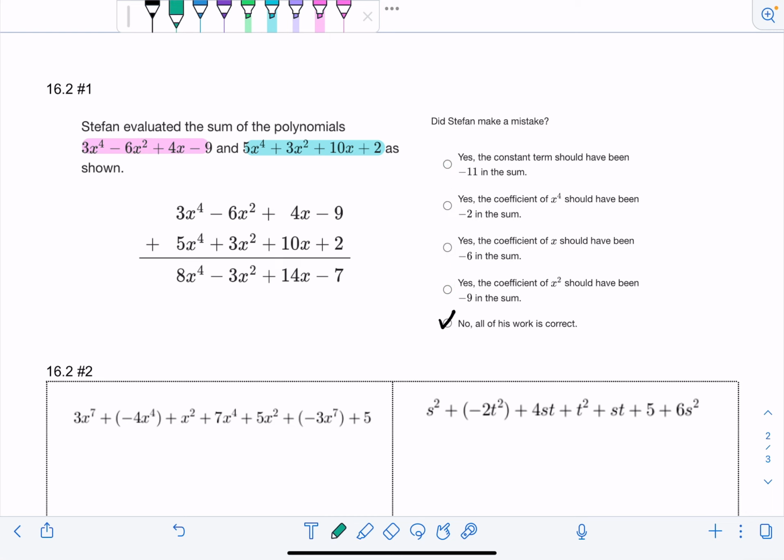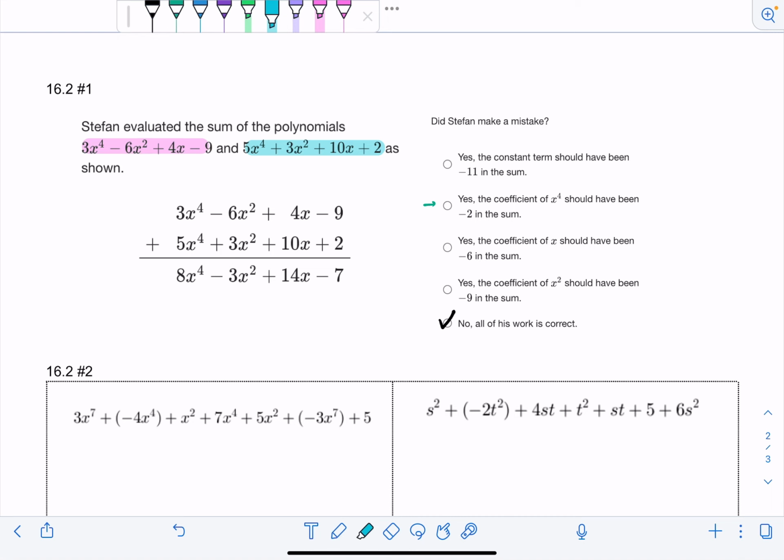So for the first one, it says the constant term should have been negative 11. So the constant term comes from adding negative 9 plus 2. Well, negative 9 plus 2, sometimes we do think it's negative 11, but it's not. It's negative 7. If I start at negative 9 and I go up 2, I'm becoming less negative, so it would bring me to negative 7, so that one's okay. The second one, the coefficient of x to the 4th should have been negative 2 in the sum. I don't know why.